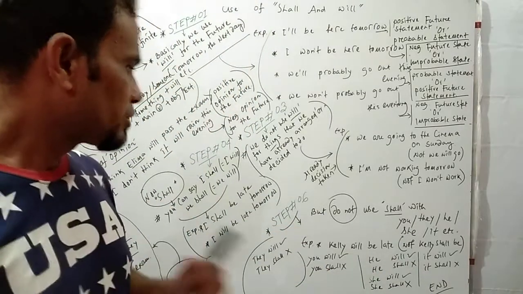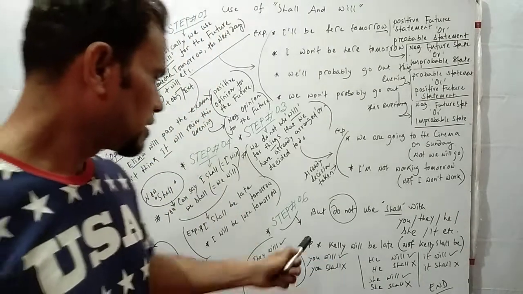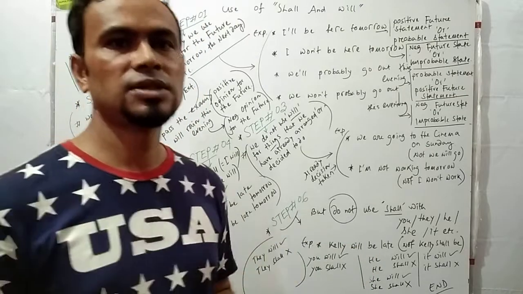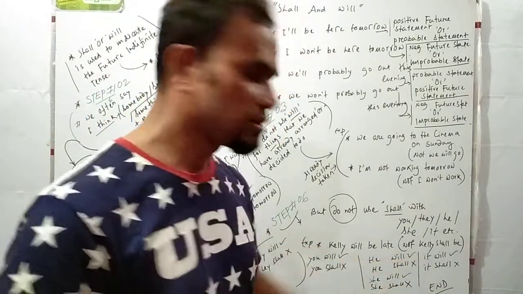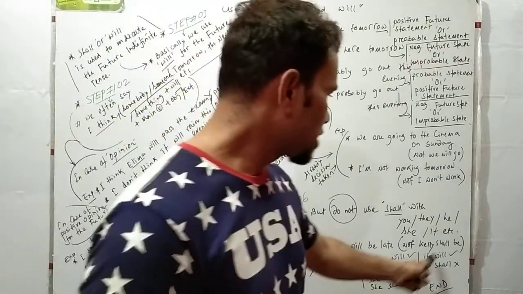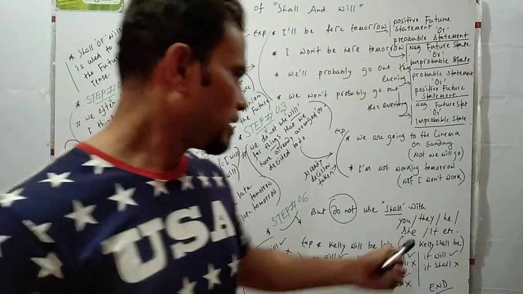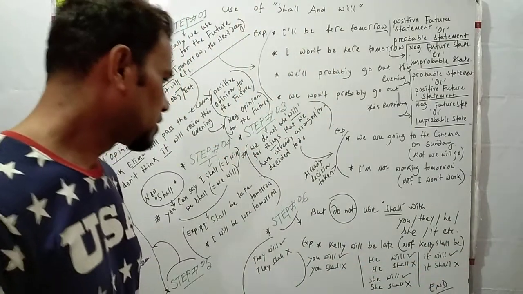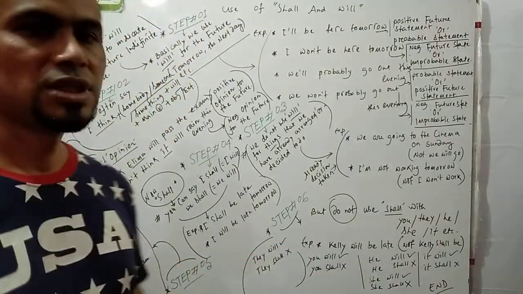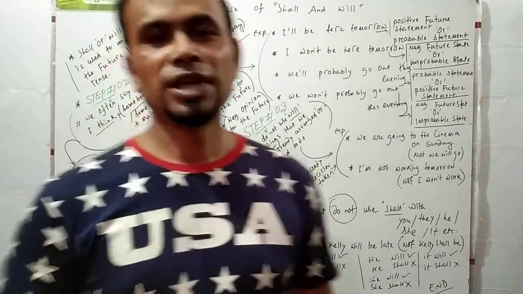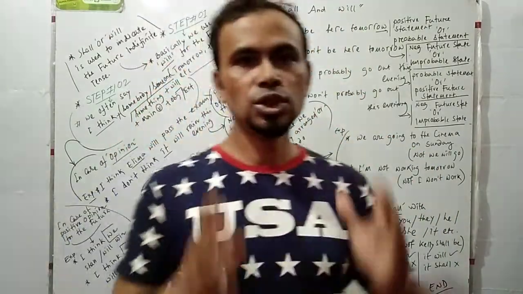You will, this sentence is correct. You shall, this sentence is not correct. He will, this is correct. He shall, this is not correct. It will is absolutely correct. It shall is not correct. They will is correct. They shall is not correct. My friends, I think you got important information about shall and will, these two modal auxiliaries.